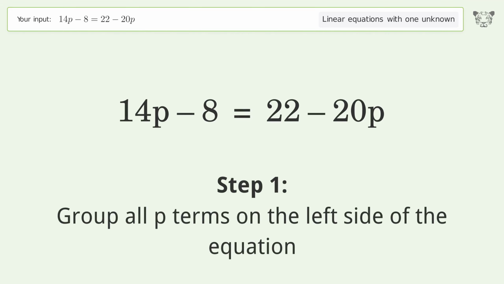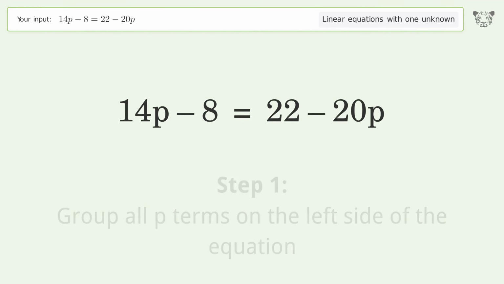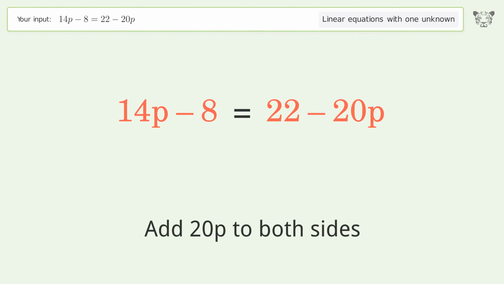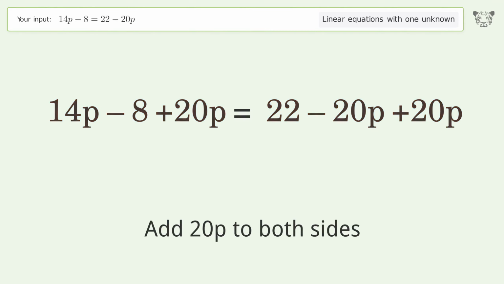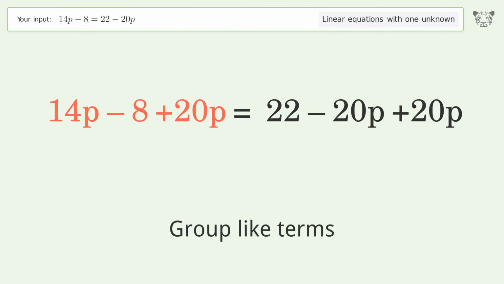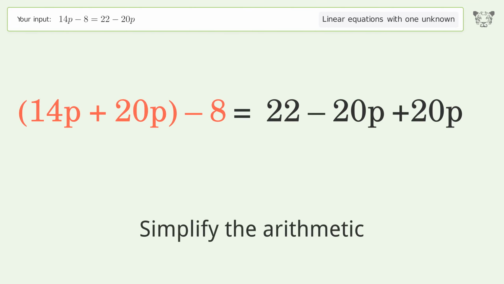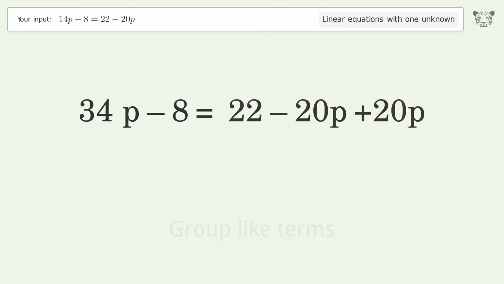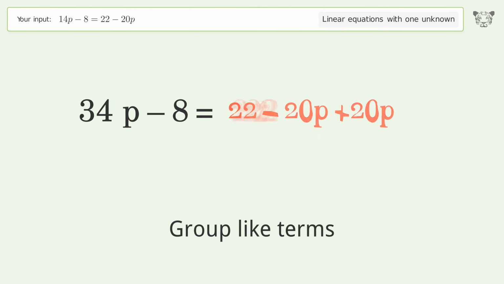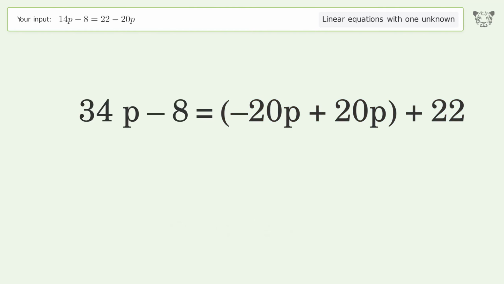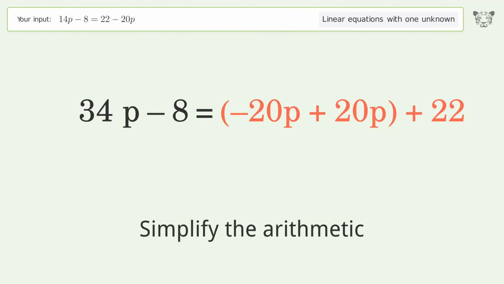Group all p terms on the left side of the equation. Add 20p to both sides. Group like terms. Simplify the arithmetic. Group like terms. Simplify the arithmetic.